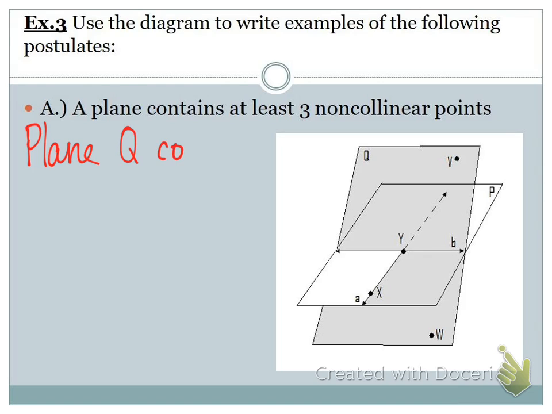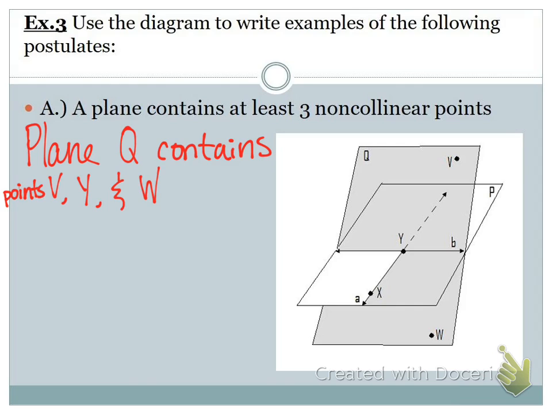Plane Q contains... So now, what do they want us to list? 3 non-collinear points. So what non-collinear points do we see in plane Q? V, Y, and W. You could say contains points V, Y, and W if you want. You could reiterate the fact that they're non-collinear, but we should be able to see that in the diagram. That's all they're looking for. Take that postulate, give a specific example from that diagram.